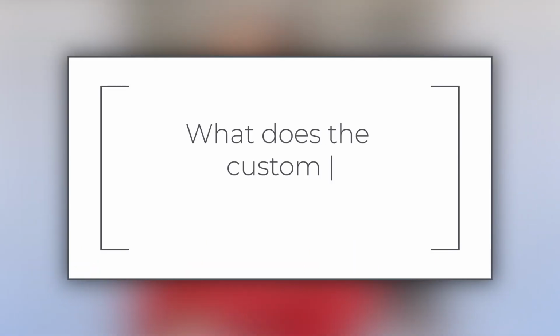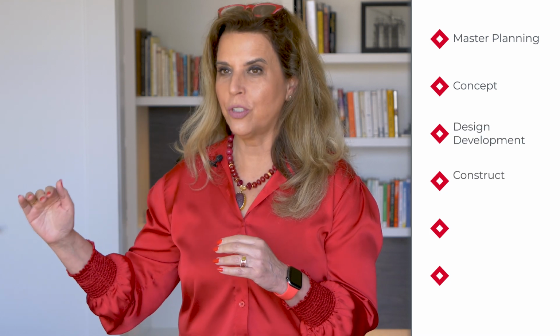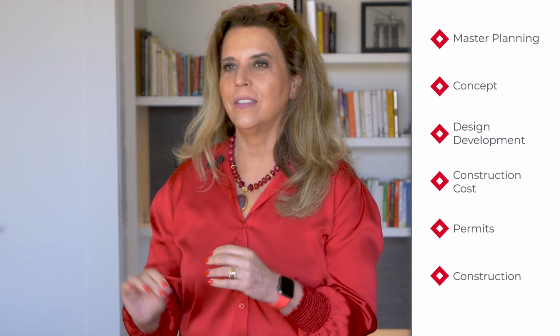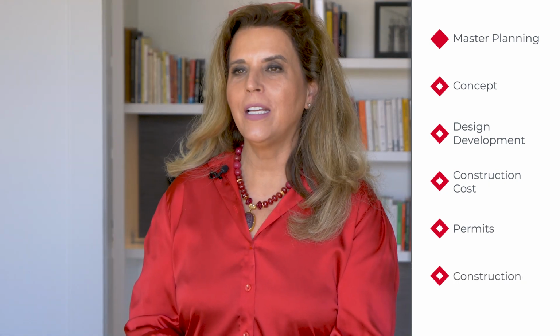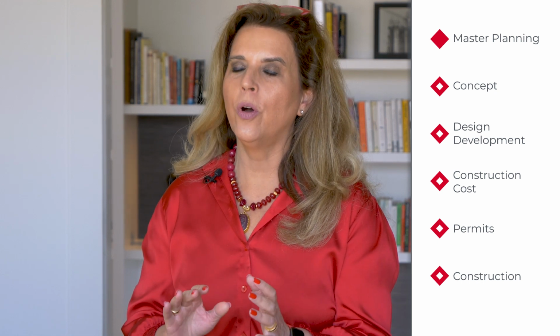Now, let's dive in. What does this process look like? The design-build process can be broken down into 6 simple steps. It starts with master planning, then moves into concept phase, then design development, construction cost, the permit phase, and then the construction phase. In the master planning phase, we consider the entire picture of your home.